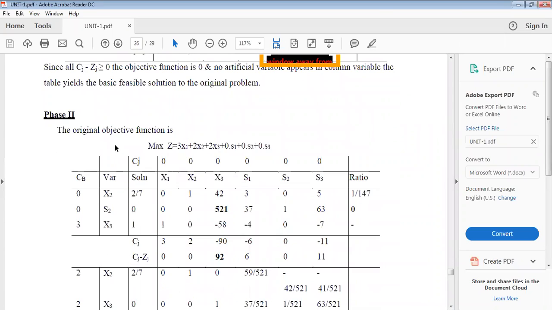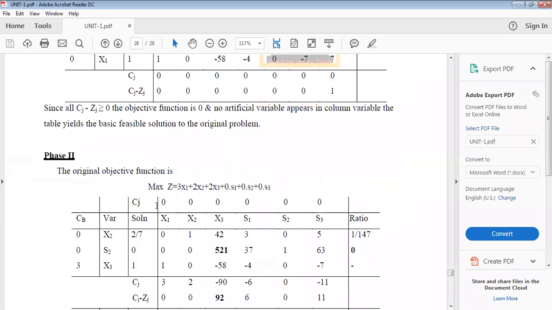So here x1 is there. Here also it is x1. This is not x3, this is x1. So for x1, the value is nothing but 3, hence he has put the value 3 in phase 2 here and repeated the variables.